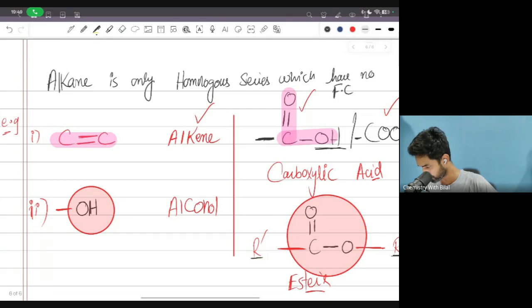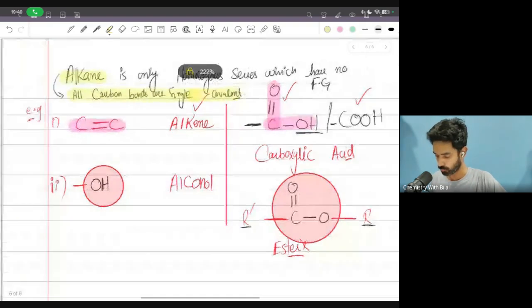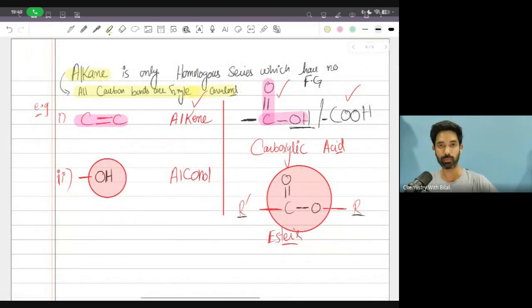No functional group. In fact, what is its identification? All carbon-carbon bonds are single covalent. So alkane has no functional group. In fact, if it has no functional group, then how do we know whether it is alkane? How will we identify it? All the bonds of carbon will be single covalent. So this is extremely important, everyone.